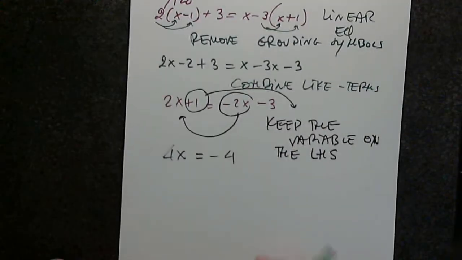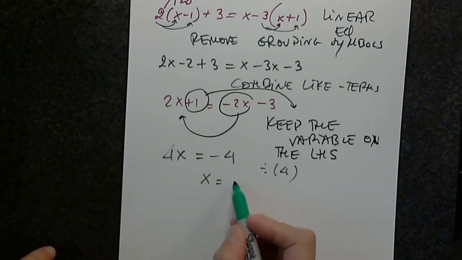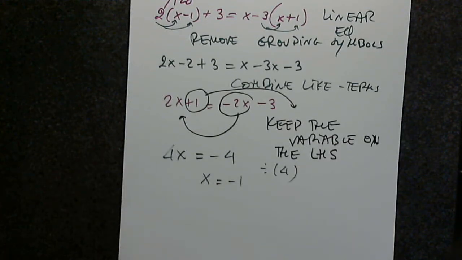And the final step is divide both sides by 4. So I get x equals negative 1. So this is the method that I recommend in solving linear equations. Are we okay with this?